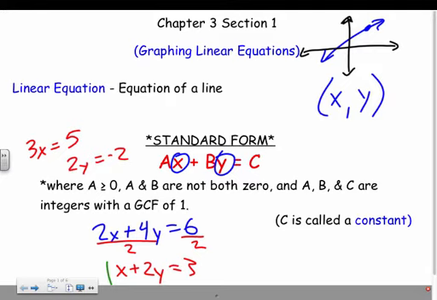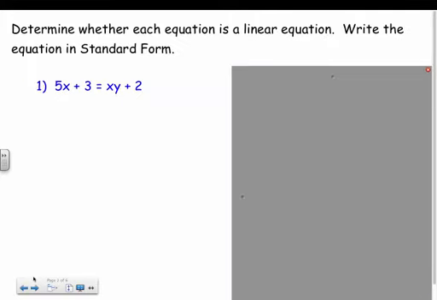So, not going to spend a lot of time, like I said, just being able to get it into standard form or to tell if an equation is standard form or not. Well, first things first, let's determine whether each equation is a linear equation. Well, if I can get something into standard form, ax plus by equals c, that means it's a linear equation. I could graph it and it would make a line. And if that's the case, we're going to write it in standard form.